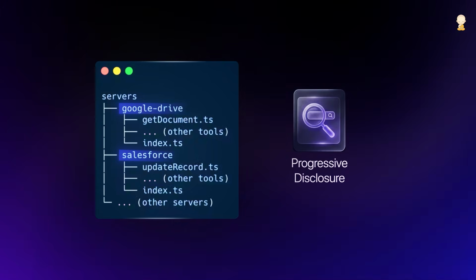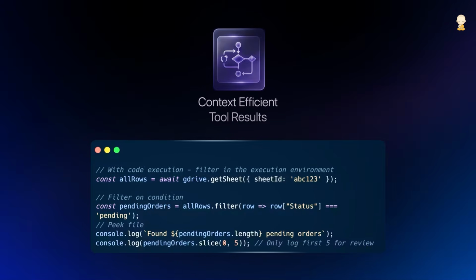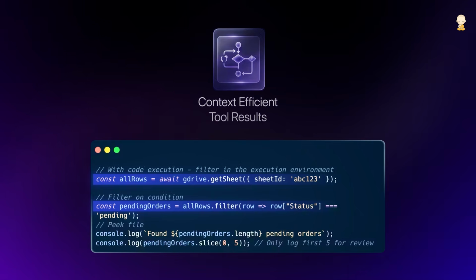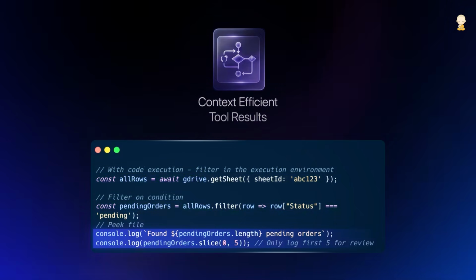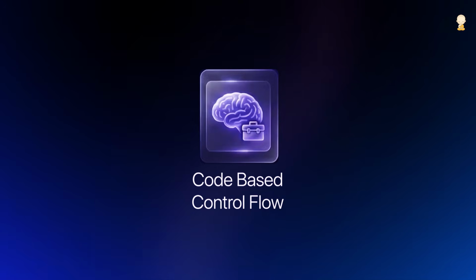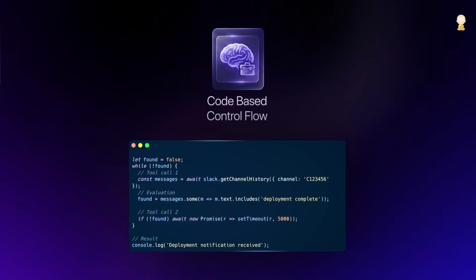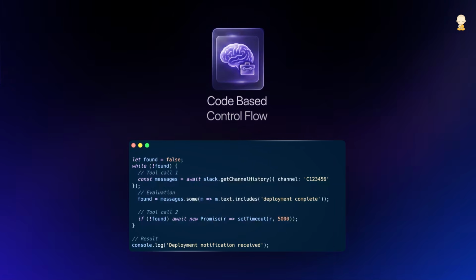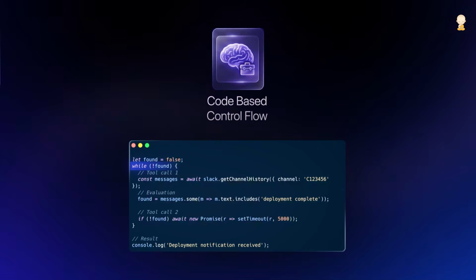add the tools when and as necessary. We also have something called context-efficient tool results, where, for example, you want to manipulate a 10,000 row big Excel and filter based on a condition. Instead of the whole Excel loading into the context, here the agent can write code to filter and peek into the Excel file and print only the top 5 rows for the LLM. You also have code-based control flow. Loops, conditions, and error handling can be done with familiar code patterns. For example, if you need a deployment notification on Slack, the agent can write code to wait and check in a loop rather than you doing a multi-turn agent call to get the job done.